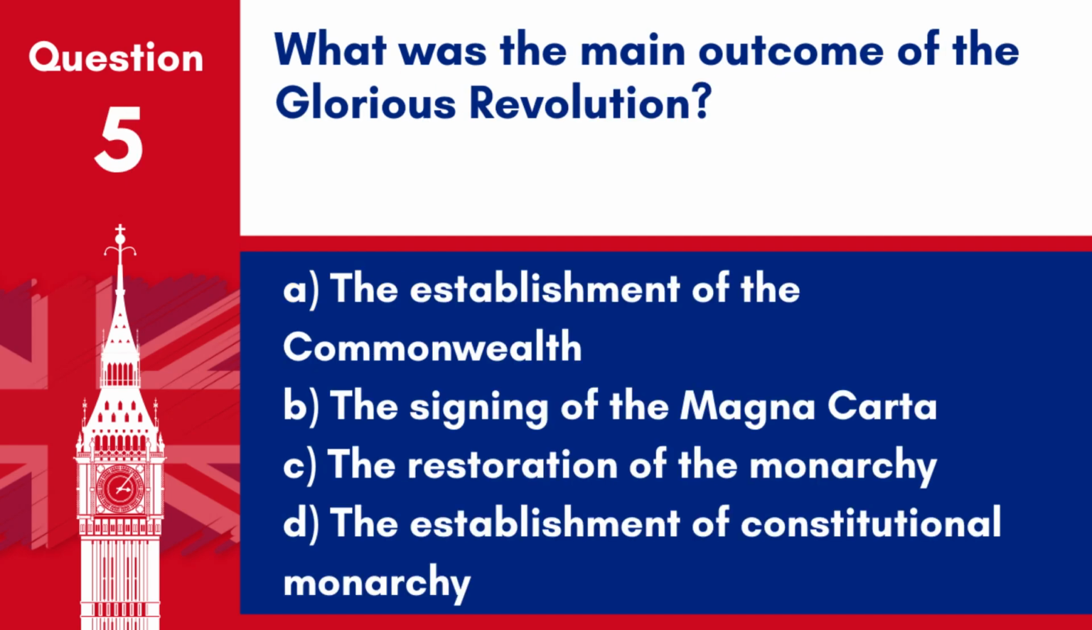Question 5. What was the main outcome of the Glorious Revolution? A. The establishment of the Commonwealth, B. The signing of the Magna Carta, C. The restoration of the monarchy, D. The establishment of constitutional monarchy. Answer: D. The establishment of constitutional monarchy. The main outcome of the Glorious Revolution was the establishment of a constitutional monarchy in England.